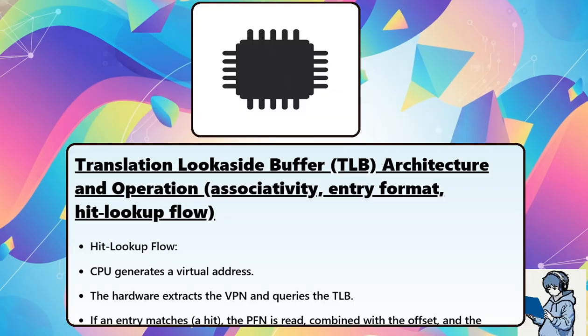Hit lookup flow. Step 1, the CPU generates a virtual address. Step 2, the hardware extracts the VPN and queries the TLB. Step 3, if an entry matches, a hit, the PFN is read, combined with the offset, and the physical address is produced in 1 clock cycle. Step 4, if no entry matches, a miss, a page table walk is started, the result is placed in the TLB, replacing an old entry, and the instruction resumes.